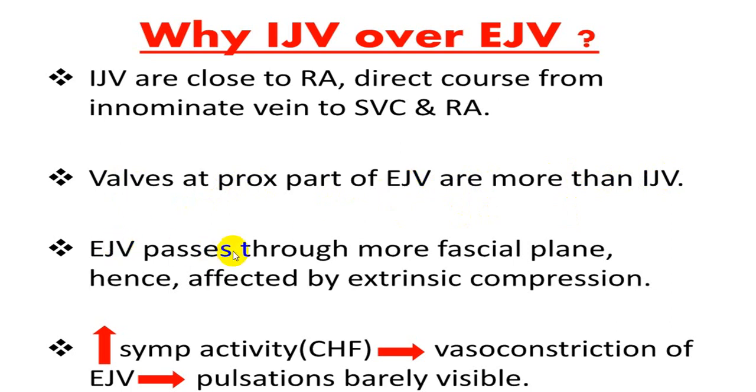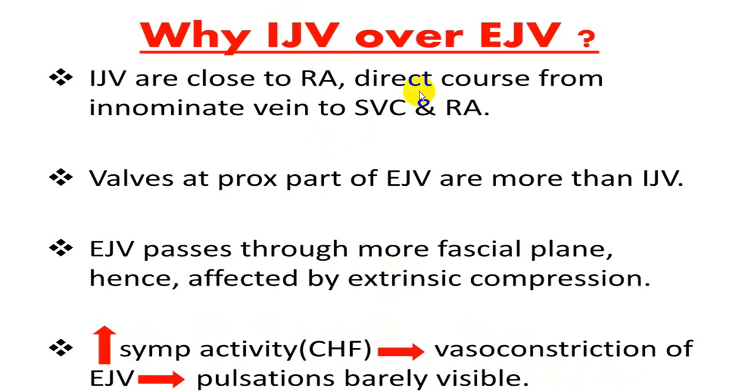The external jugular vein passes through more fascial planes, hence it is affected by extrinsic compression. Also, increased sympathetic activity in congestive heart failure will produce vasoconstriction of the external jugular vein, and that will change the pulsation in the external jugular vein. That's the reason why the internal jugular vein is taken into account.